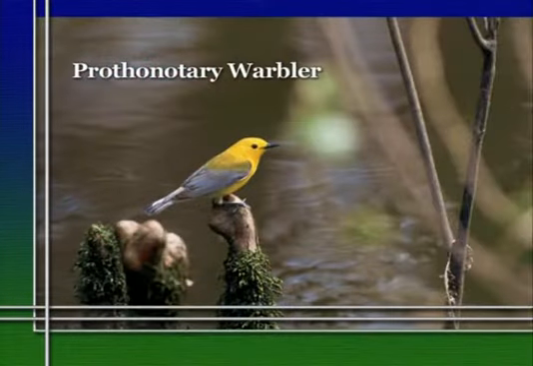Now, let's look at a second example, which is a little bit more complicated, or I should say a little bit less direct, an example of how behavioral ecologists might infer the relationship between costs and benefits associated with some behavior. In this case, we're going to look at the nesting behavior of a species of bird, a warbler that is called the prothonotary warbler.